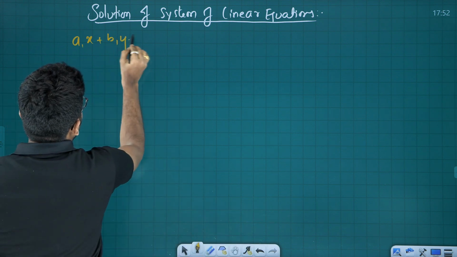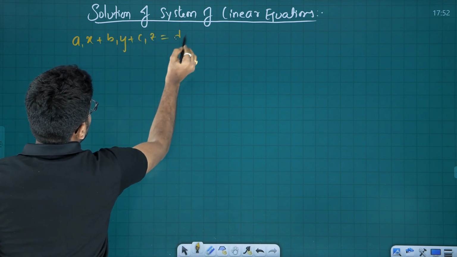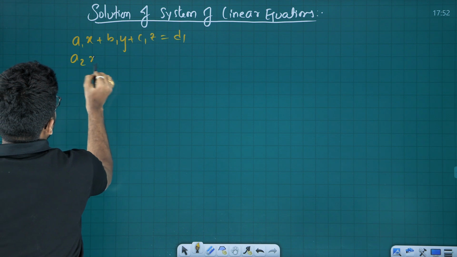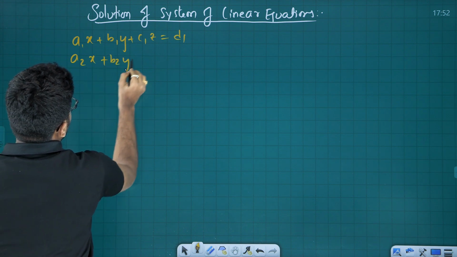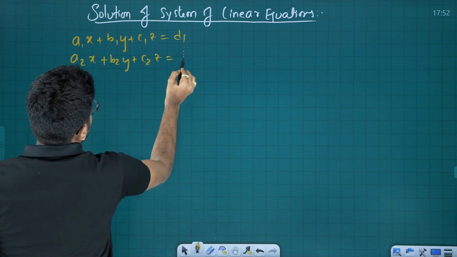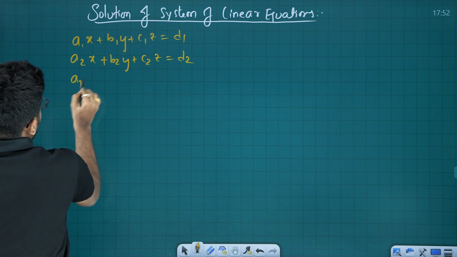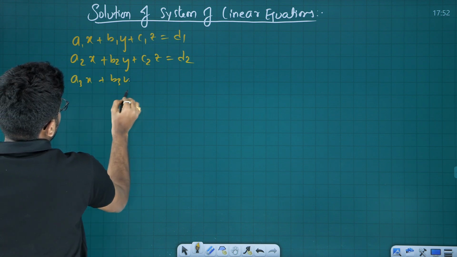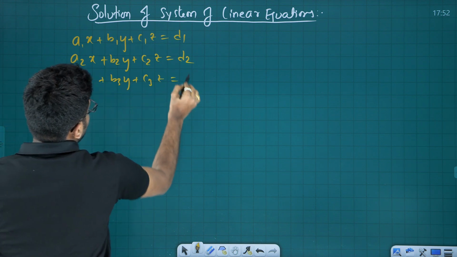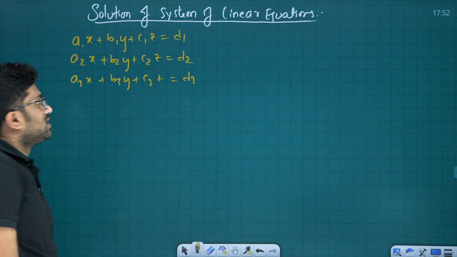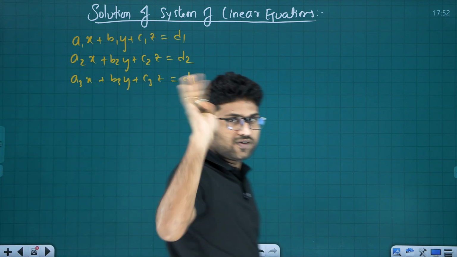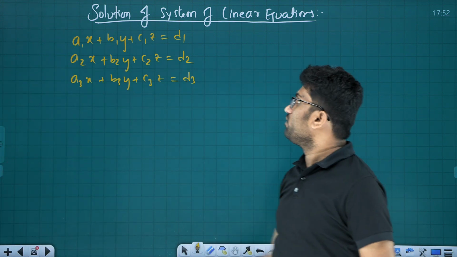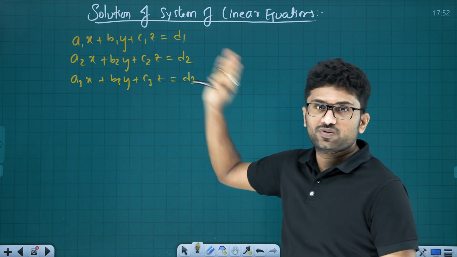a1x plus b1y plus c1z is equal to some d1. a2x plus b2y plus c2z is equal to some d2. a3x plus b3y plus c3z is equal to d3. Be the three equations of a system of linear equations. Solving the system means you have to find the values of x, y, z.